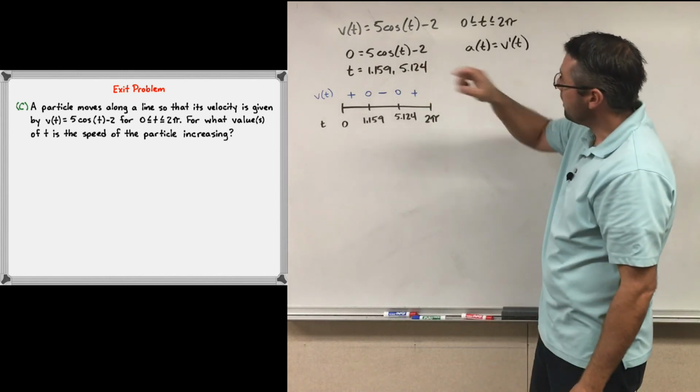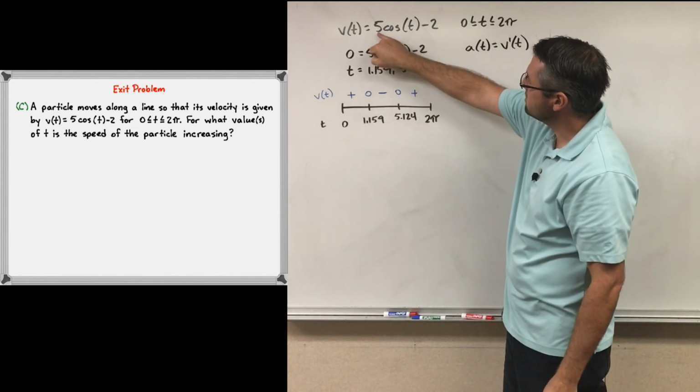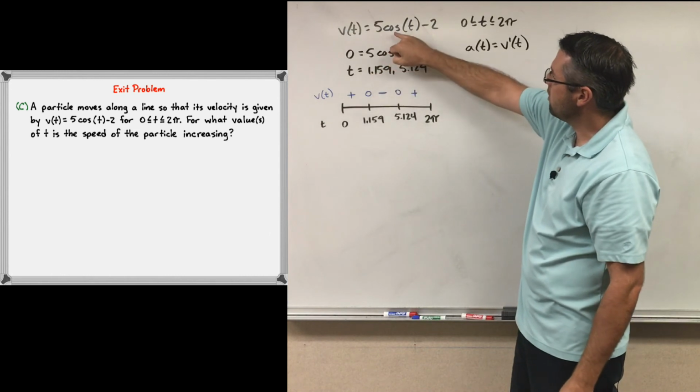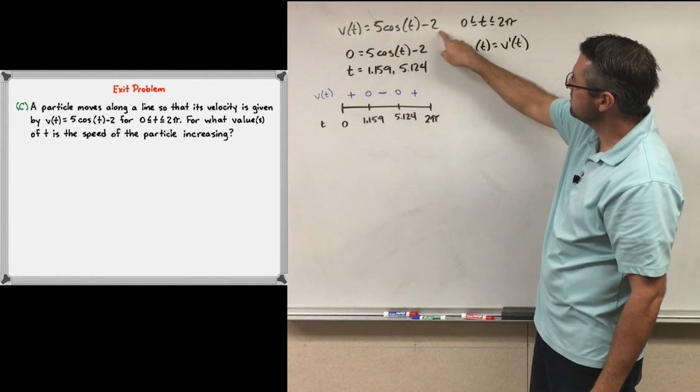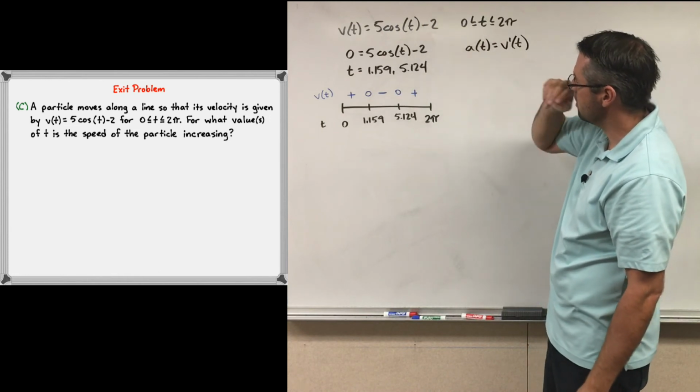Well, here, what do I notice? I notice that I have a constant multiple out front. I have cosine of t, and then I have a minus 2. So I have a sum and difference rule here. This one's going to be easy. The derivative of negative 2 is 0.